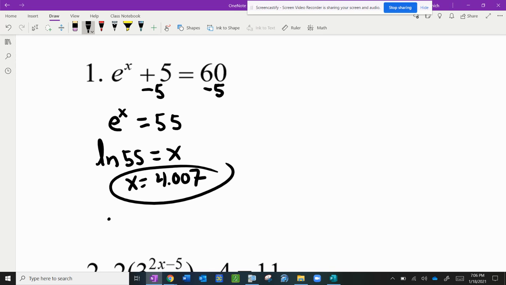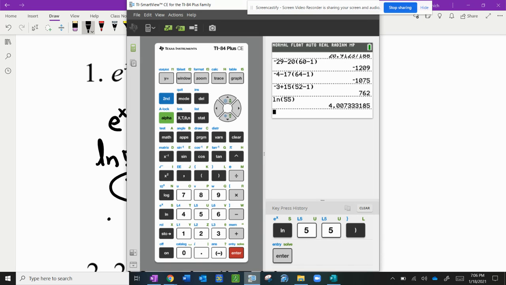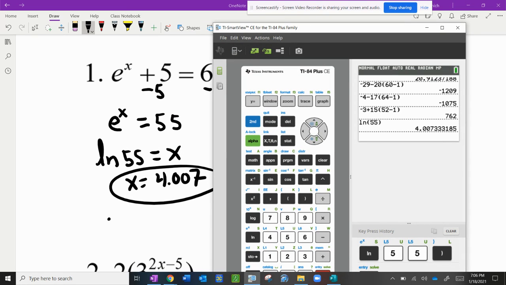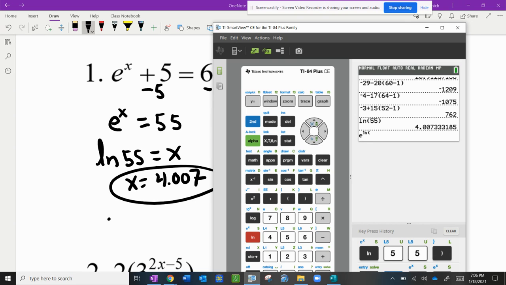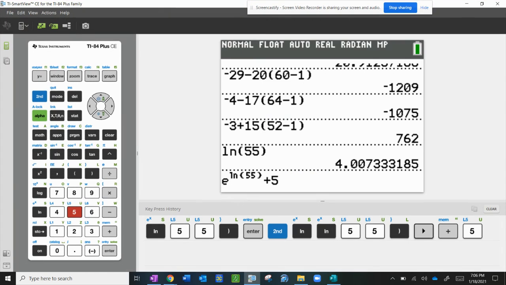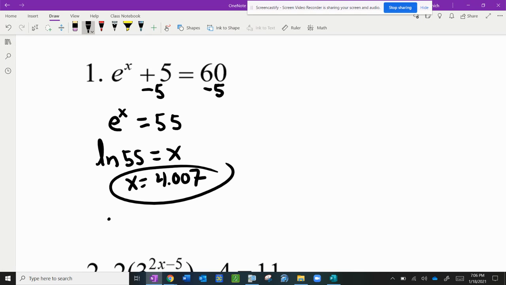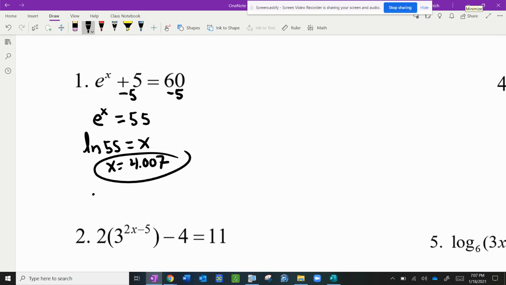If we wanted to check our answer, we could definitely go and say, let's see, second ln or natural log. There's your button. And I could put in natural log of 55. And then I could go down plus 5. And you could hit the enter button and you would notice you get 60. That's what I output on number one.